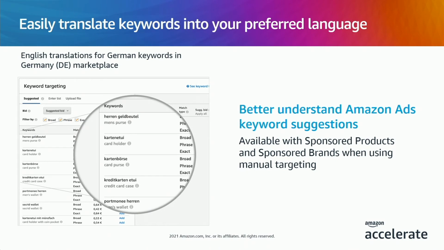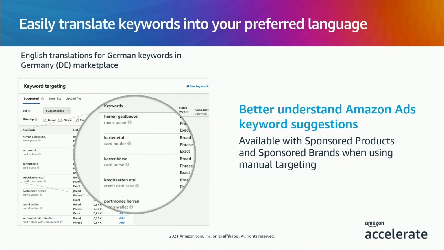To access it, you'll go to your advertising console, create a new campaign, select manual targeting, and scroll down to the suggested keywords list. There, you'll see relevant translations below each suggested keyword, helping to remove language barriers and make choosing the right keywords for your campaigns easier.